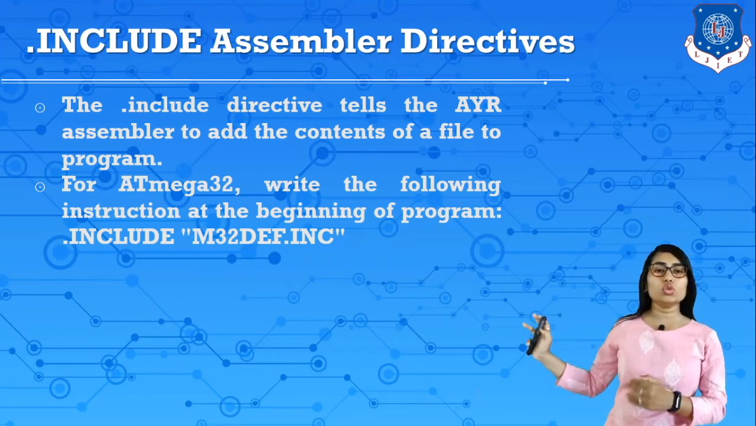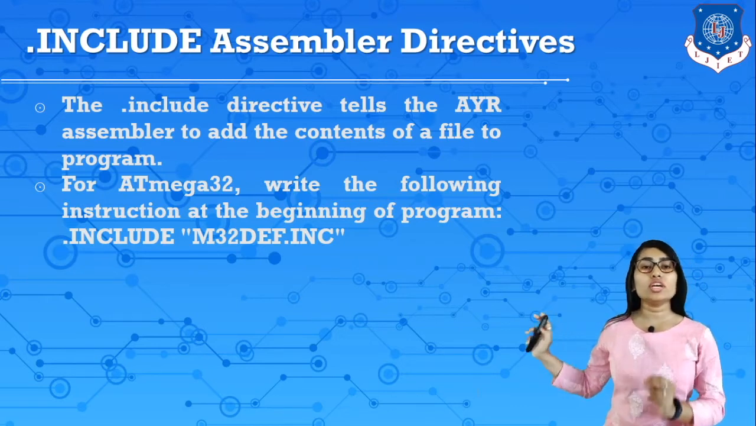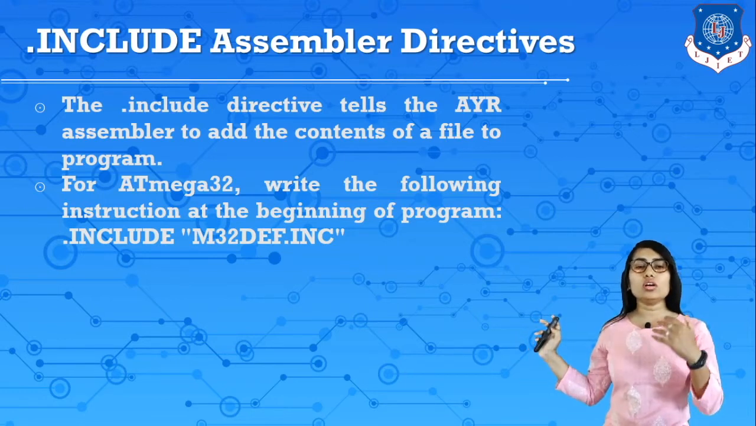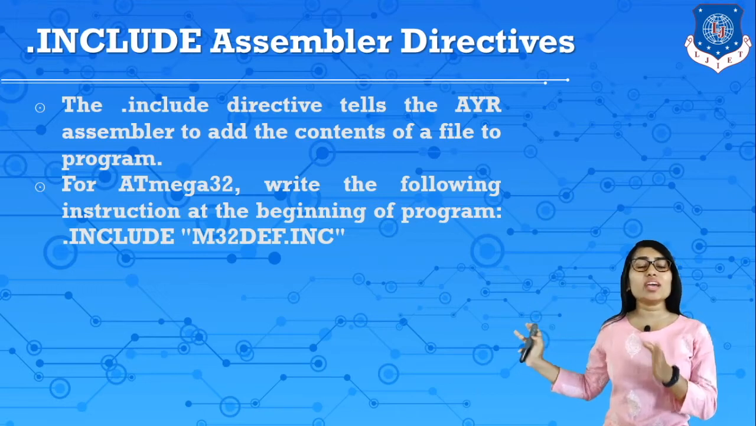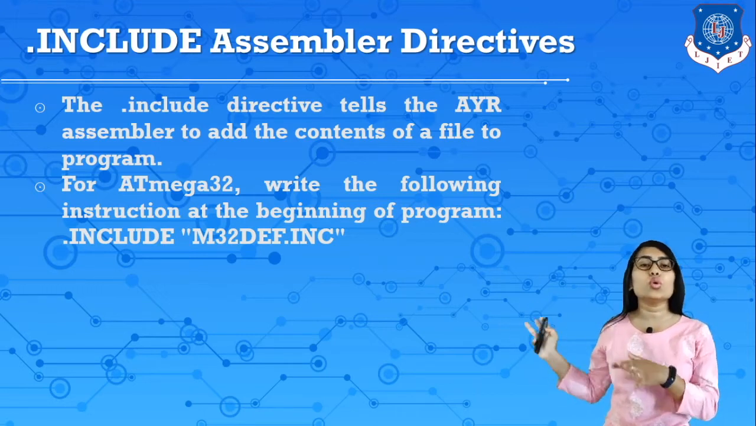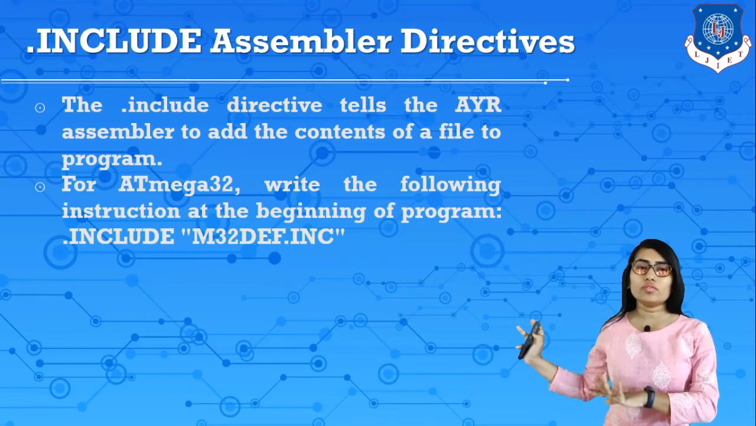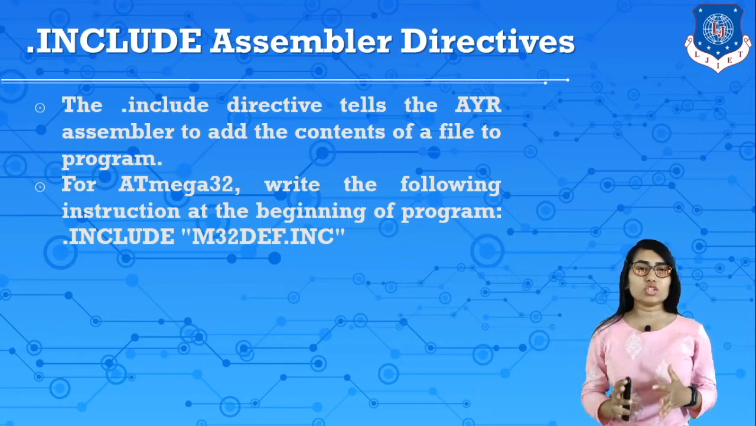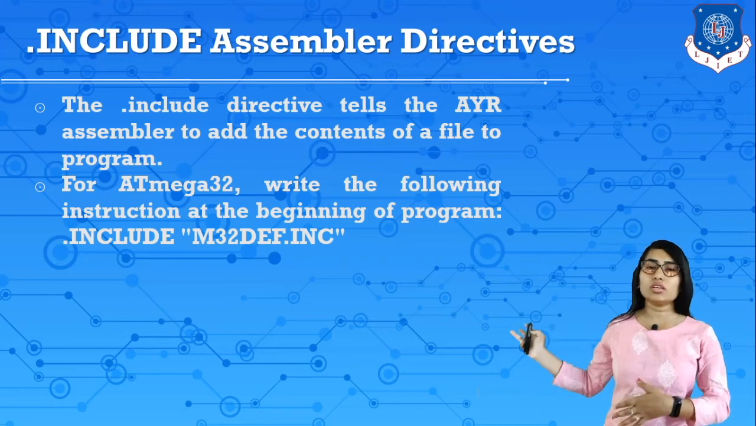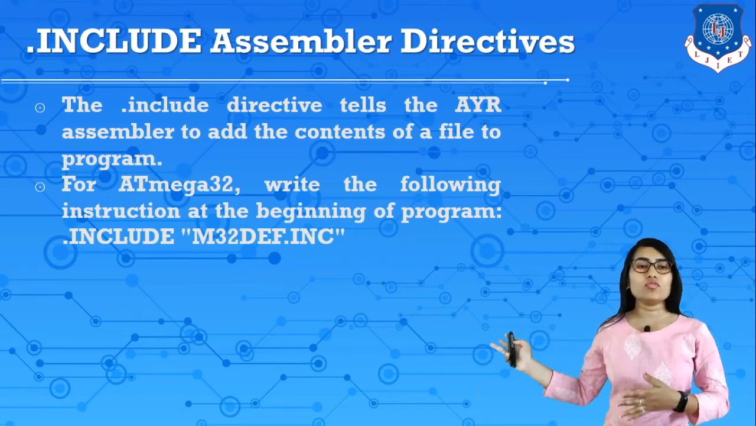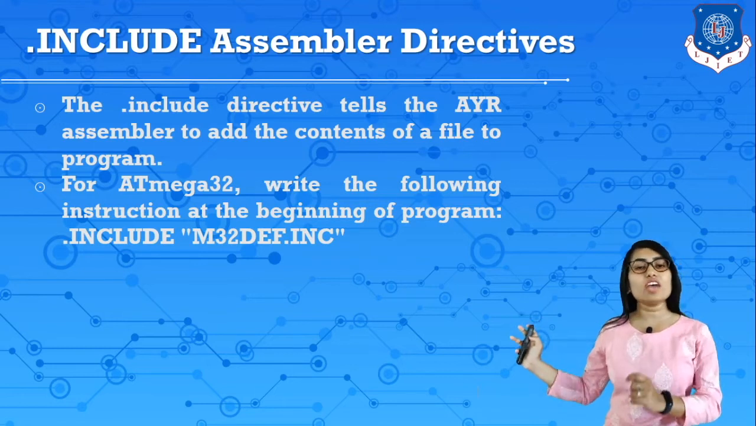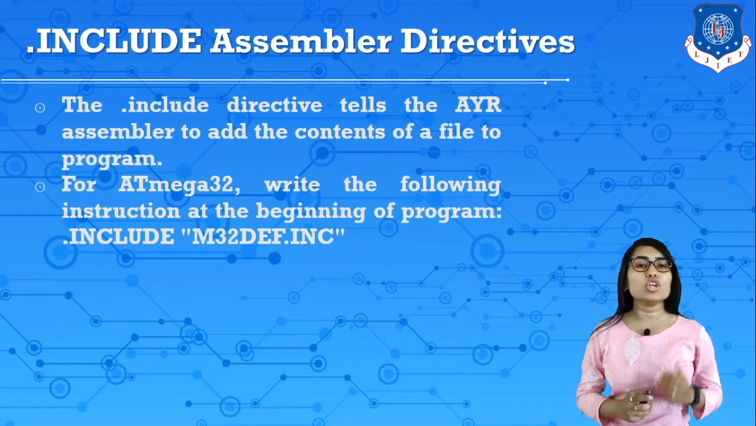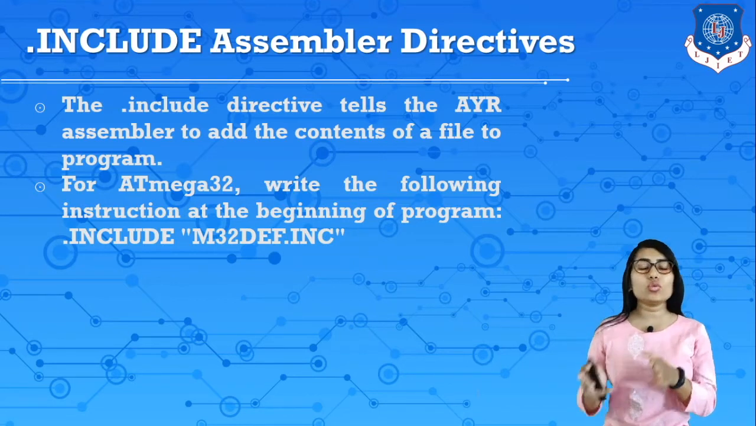So .include in double inverted commas m32def.inc. This lets the assembler be aware that the ATmega32 device is used, whenever this program is loaded in any kind of device. So to add a file, .include directives are used. For ATmega32, this line of code is used to add the file. The .include directive tells the AVR assembler to add the content of a file.